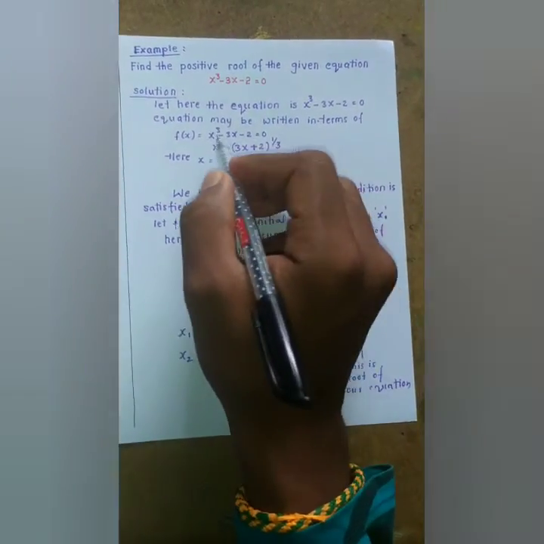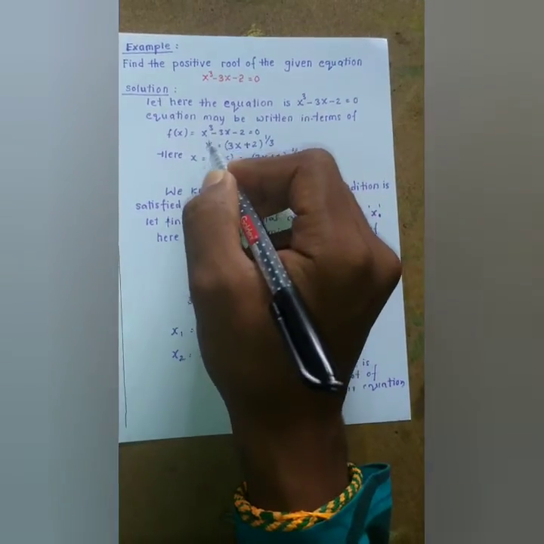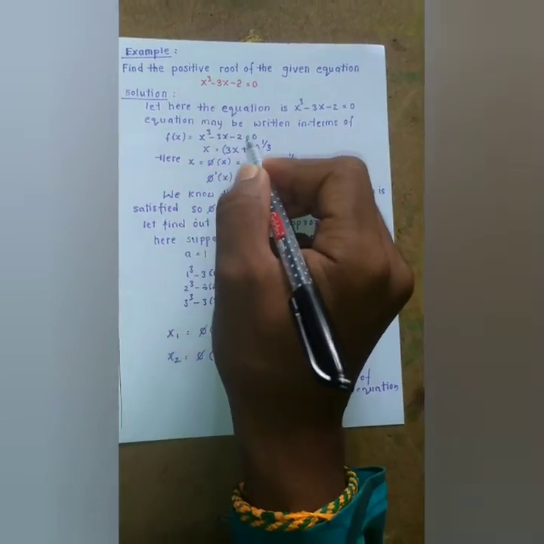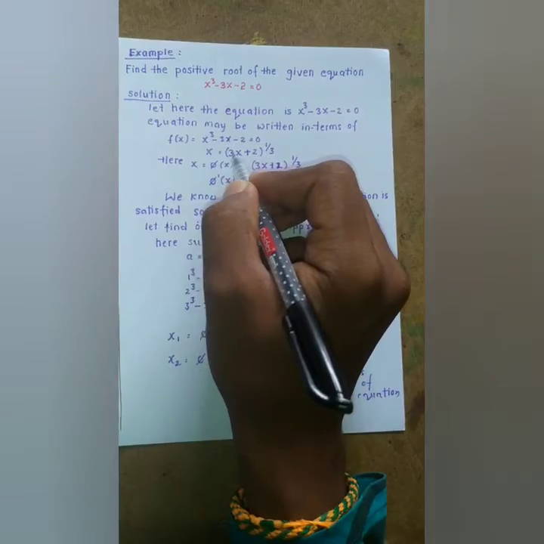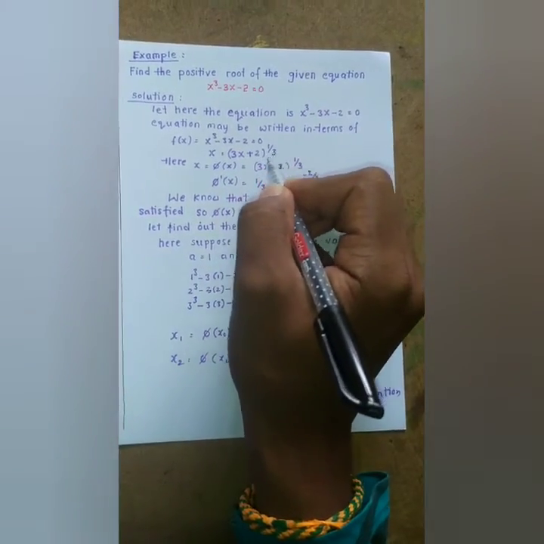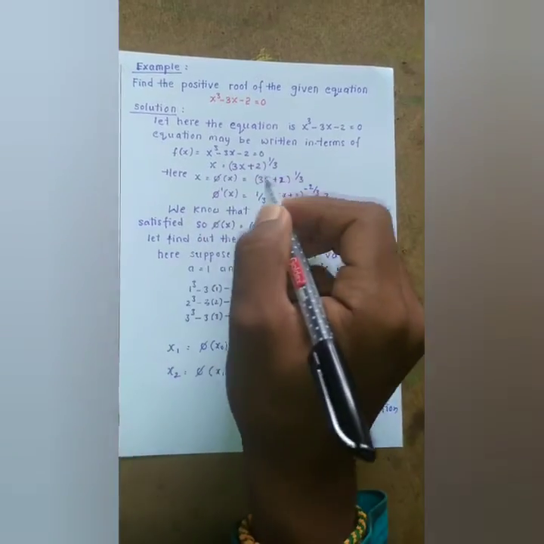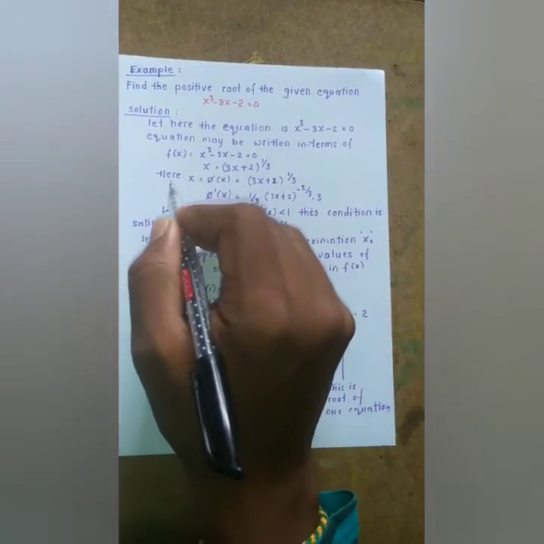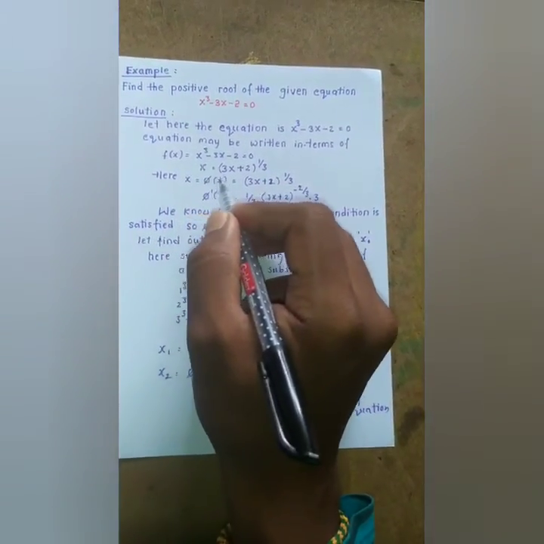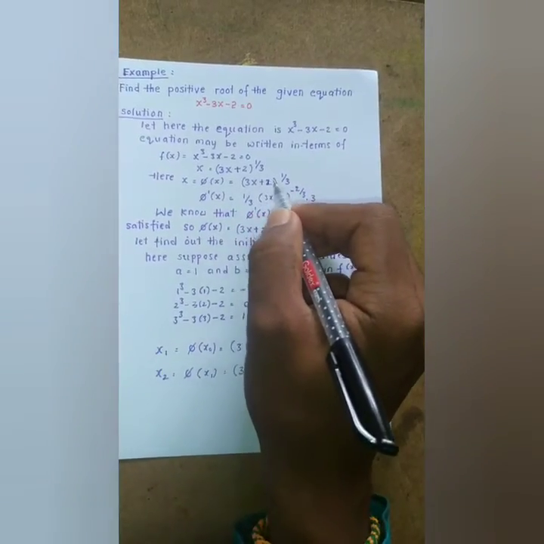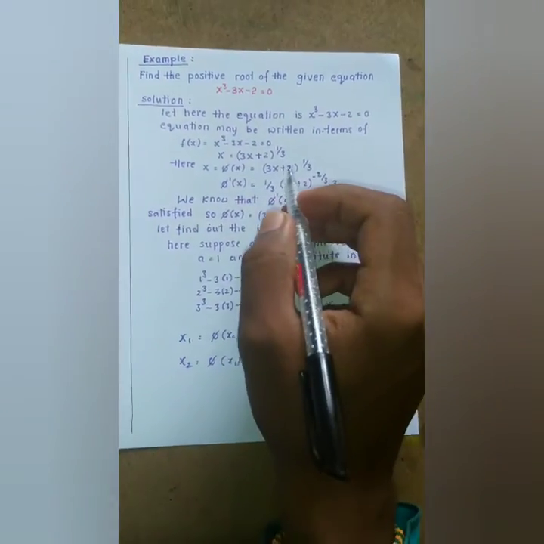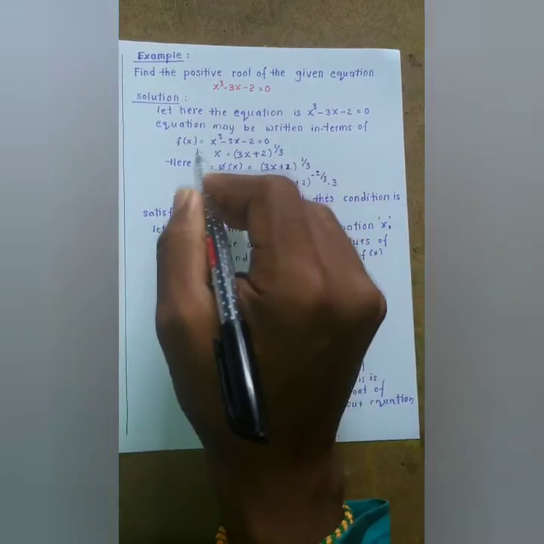We can write this equation in terms of x: x is equal to (3x + 2) whole power of 1 by 3. This equation is written in this way. Here, x is equal to phi of x, which is (3x + 2) whole power of 1 by 3. We can consider this as the phi of x value.